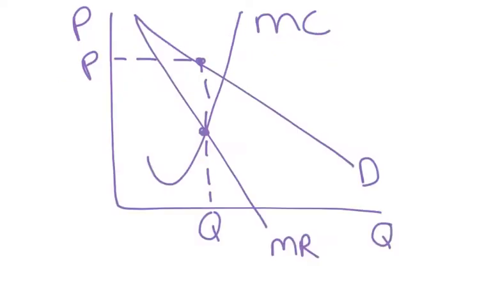Guys, these are your notes for the week of April 27th. We're going to be talking about monopolies, oligopolies, monopolistically competitive markets, as well as the factor market.